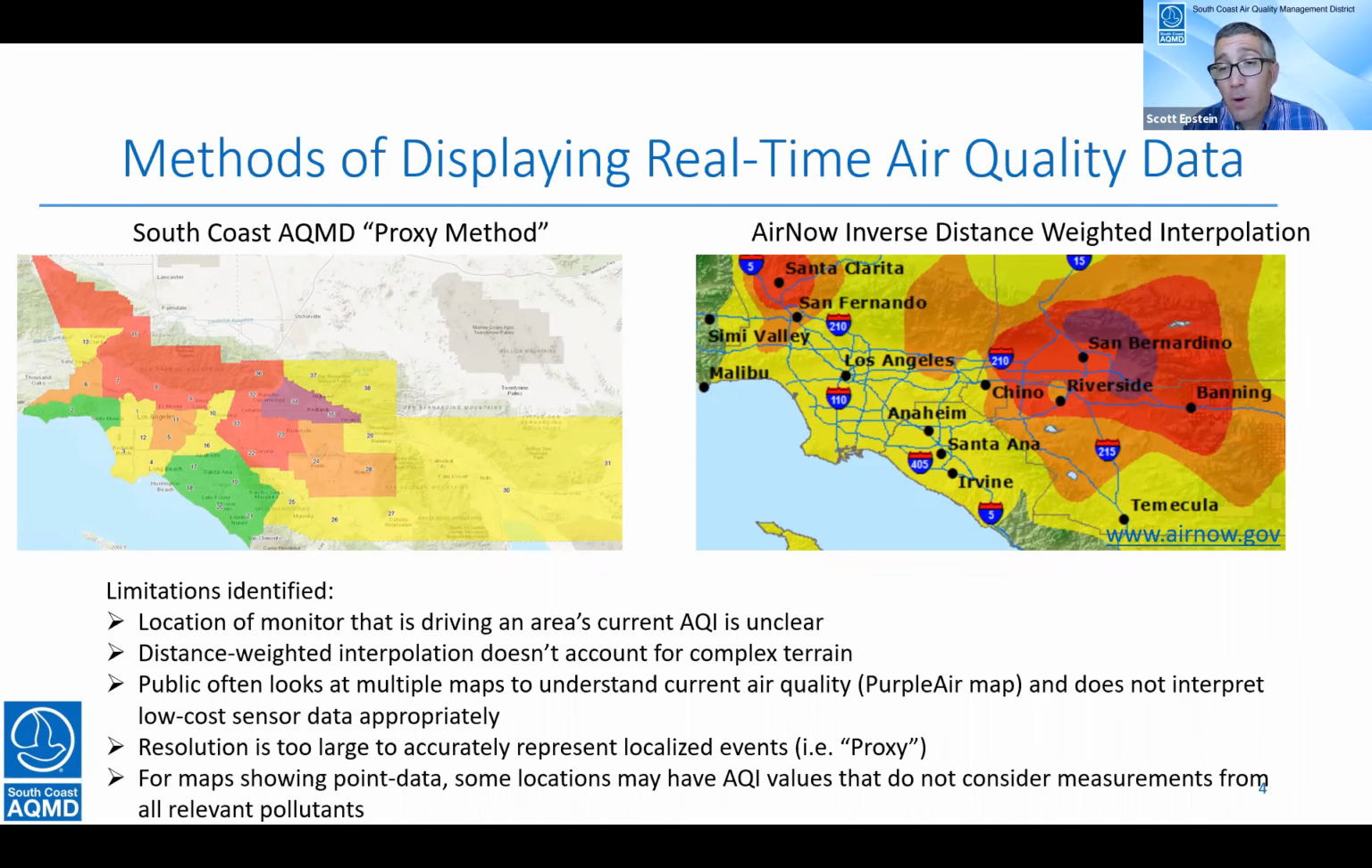A few regions in the proxy map may have multiple monitors for the same pollutant, and they're too large to represent events that occur at one monitor and not the other. And then an issue with another type of air quality map, where you have point data on the map, is that certain points may only be fed by monitors that monitor a particular pollutant. For example, there may be an area where ozone is driving the AQI, but at that point location, there's only a PM 2.5 monitor or sensor. So you look at that area, it may say good, but really ozone's driving the AQI, which is resulting in unhealthy air quality.